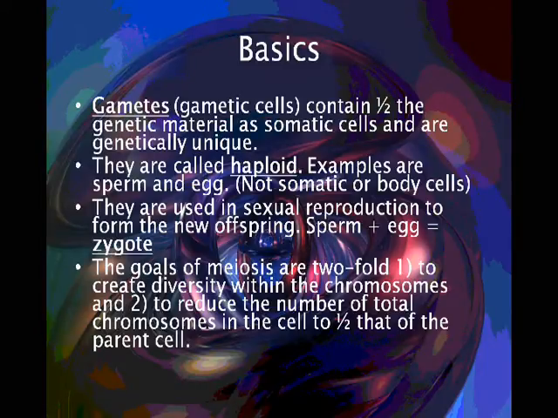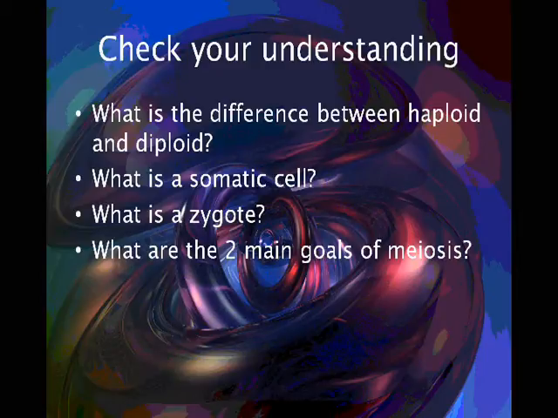That way, when two gametes combine together to form an offspring, they will have the same number as the parent cells. If we were to not reduce the chromosome number with each generation, the chromosome number would double, and that would cause problems for an organism's population. Before moving on, make sure that you're able to answer all of these questions. Pause the video and make sure that you're able to do so before going on.